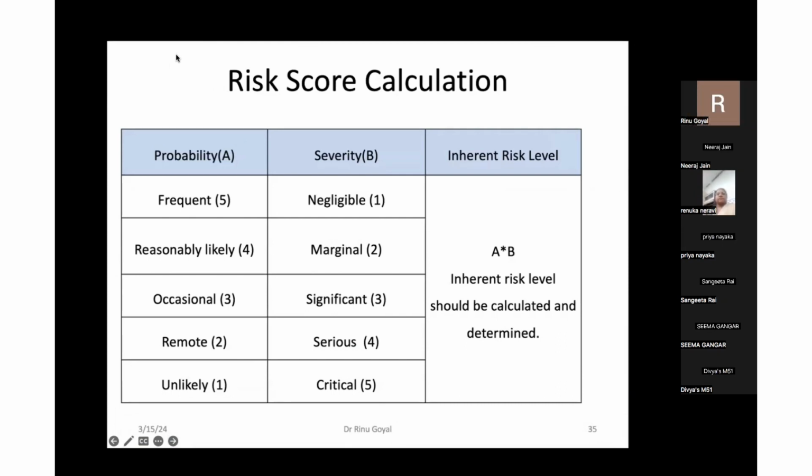After identifying the probability and severity of harm, now we have a few figures, from 5 to 1. So the probability, if we say, is A, and the severity, if we say, is B. And if we multiply A and B, it will tell us the inherent risk level associated with that particular activity. And then we can further proceed.